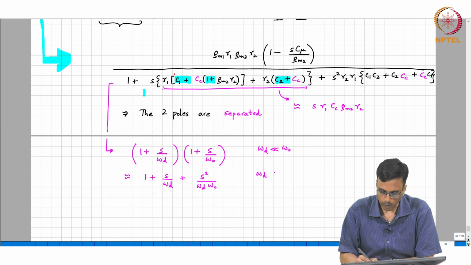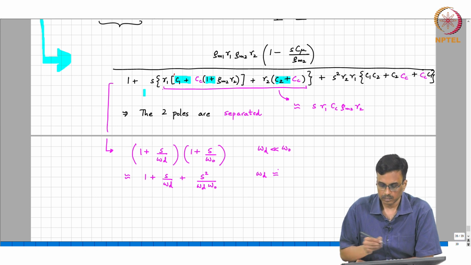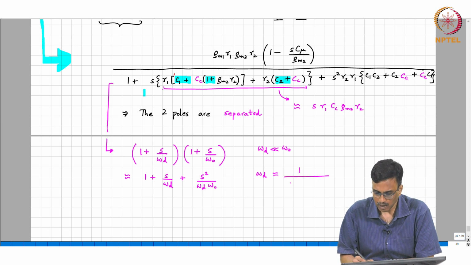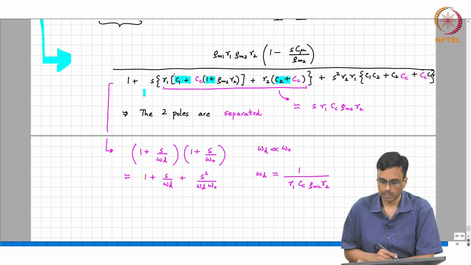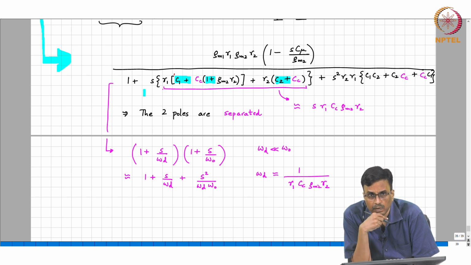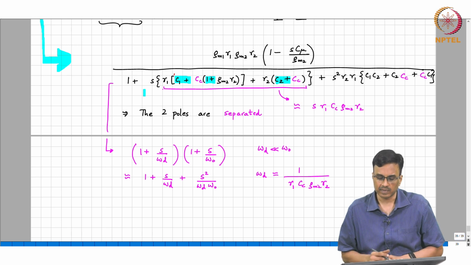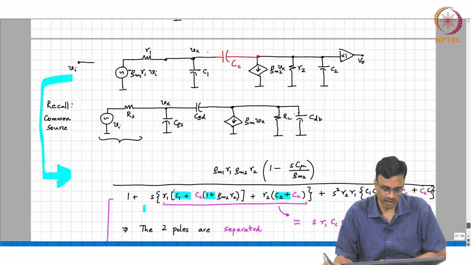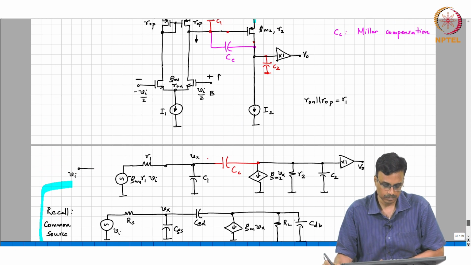So, what is the dominant pole? One by R1 CC times GM2 R2. Does it make sense? Okay. I mean, of course, this comes out of the math, but is there an intuitive way of simply looking at it and figuring out why it makes sense?